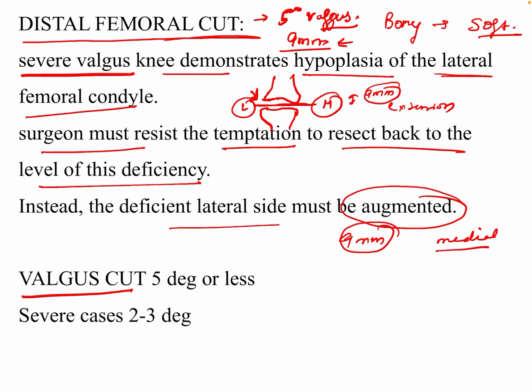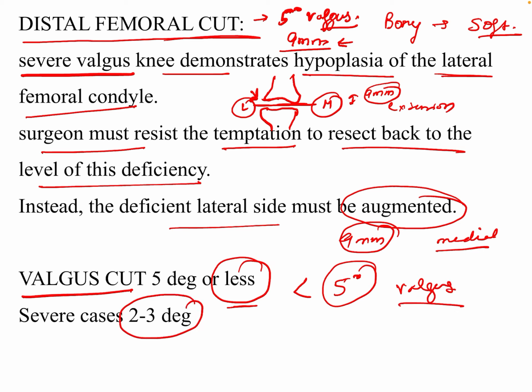Now the degree of the cut. In normal cases we take 5 degrees of valgus, but in a patient with valgus deformity, we will take less than 5 degrees of valgus. So it will be less than 5 degrees valgus, and in severe cases we even shift to 2 to 3 degrees of valgus.